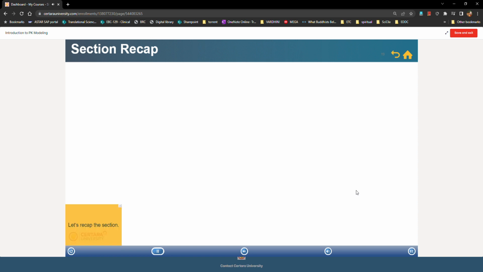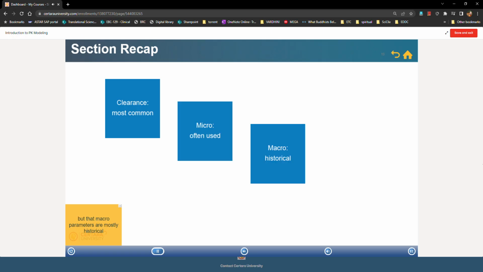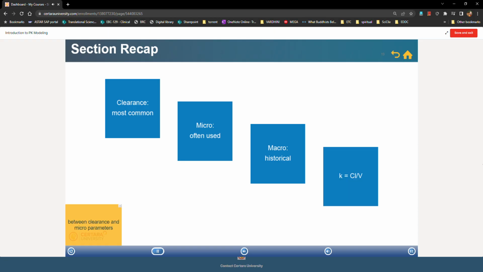Let's recap the section. We learned that clearance parameters are most commonly used, that microparameters are often used, but that macroparameters are mostly historical and are not as often used in PK modeling today. We also saw how we can convert between clearance and microparameters using the equations shown here, where the rate constant is given by CL over V. This concludes the section. Click Next to continue.